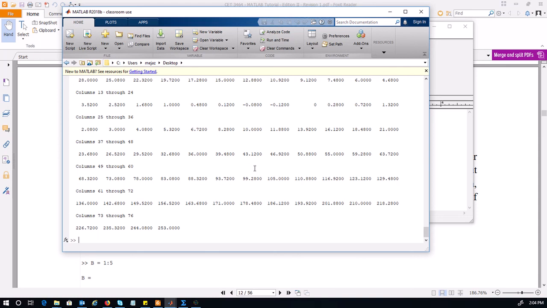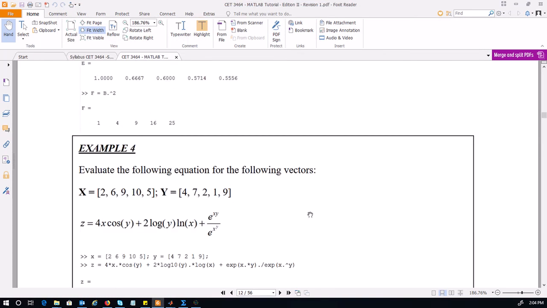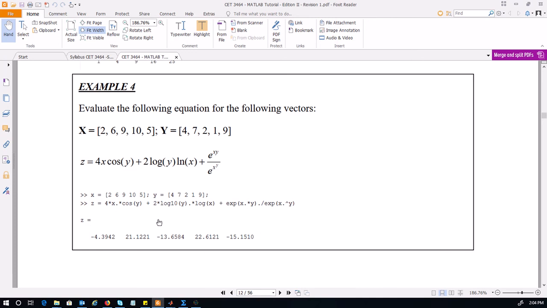So let me give you another example, because I think example 4 is given here. You can go over it. I put multiple examples in the MATLAB tutorial. Make sure to go over those examples, and not just go over them, do those examples in MATLAB or Octave, and then see if you get the correct results, that is, if you get the same results that I'm getting.